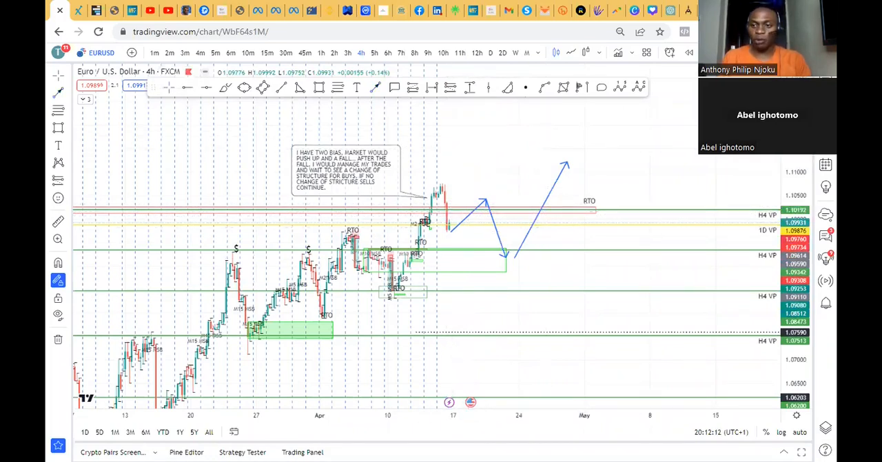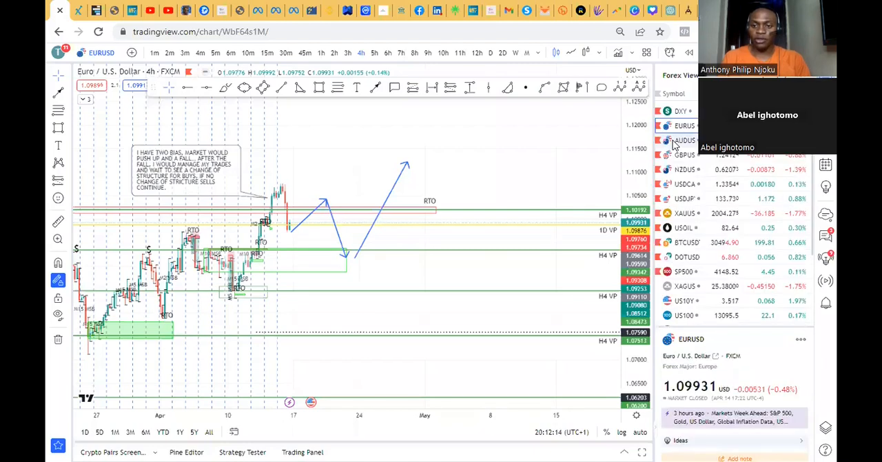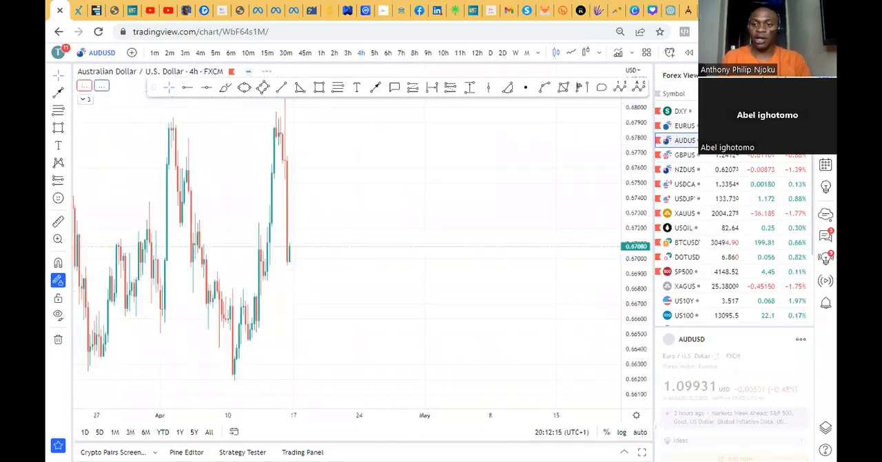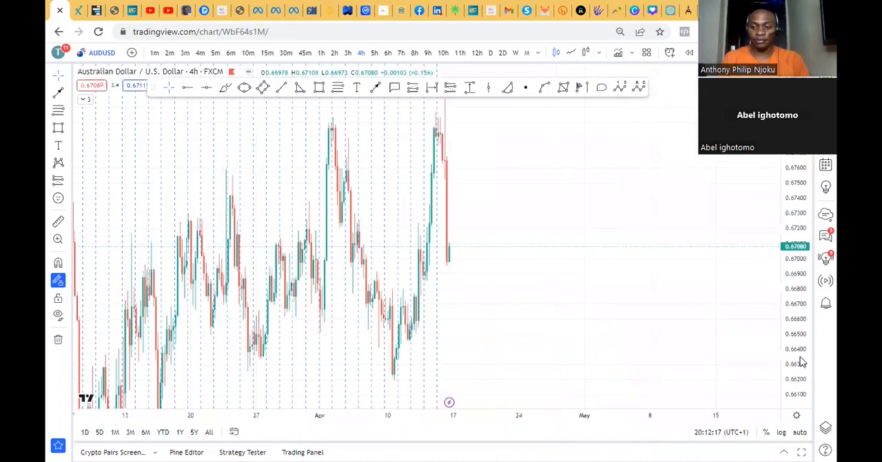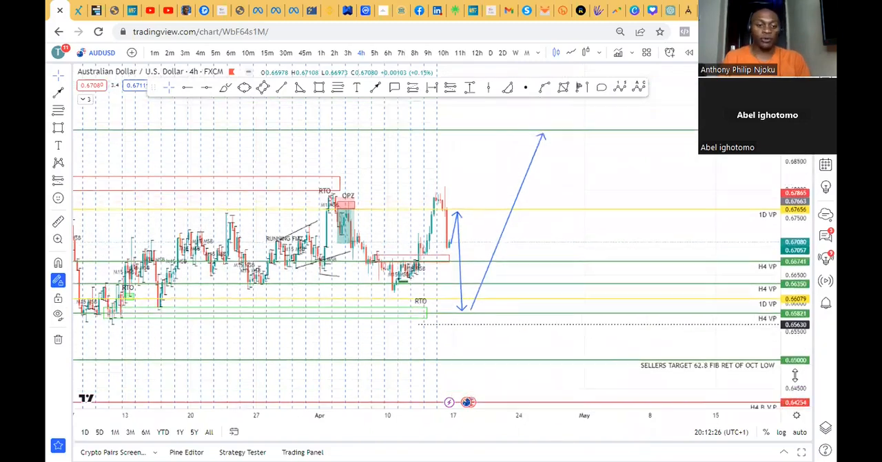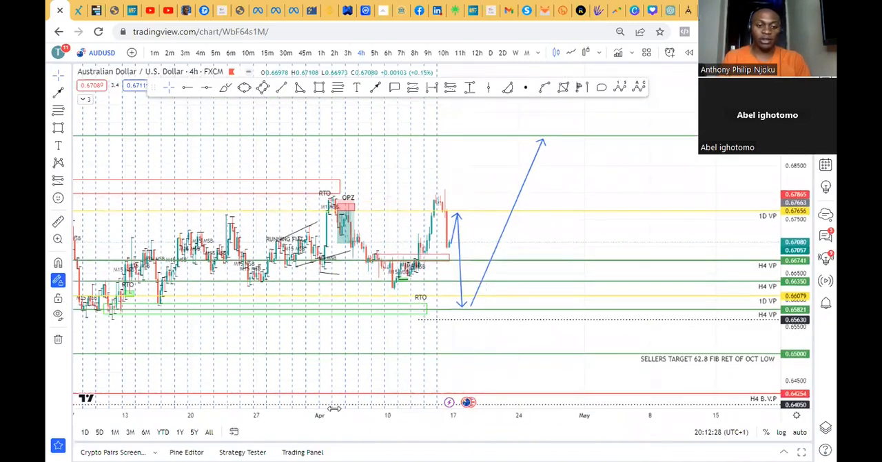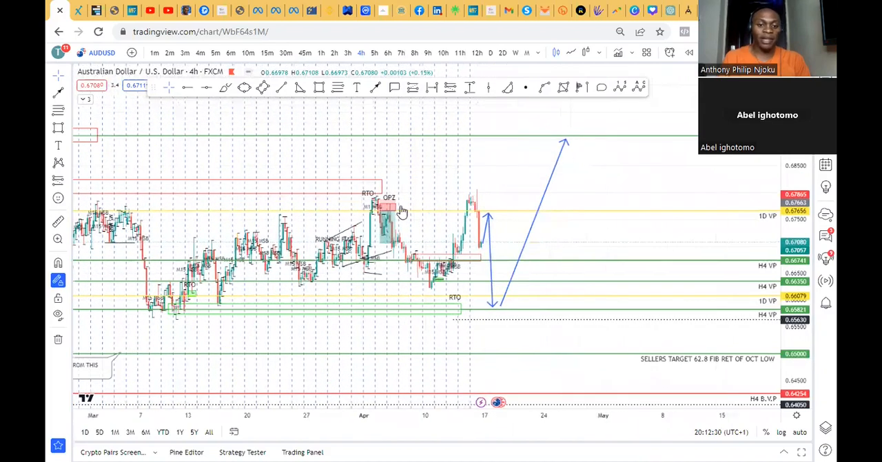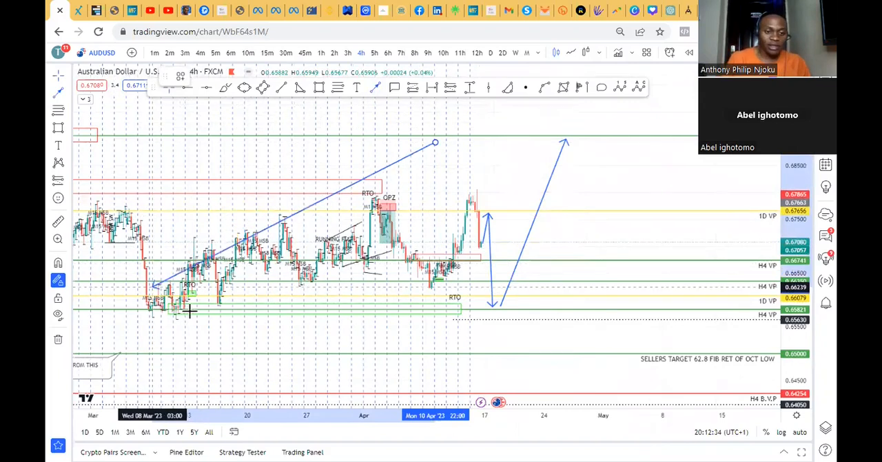Then the next major pair I'm focusing on this week is the Australian dollar against the United States dollar. It is another currency I like so much. For the Australian dollar, you can see that there are a lot of complex moves over here.